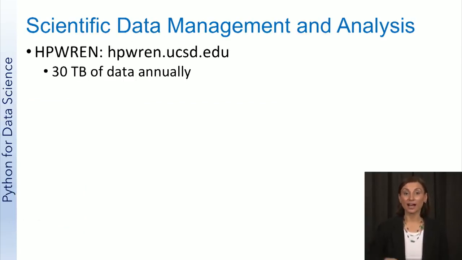HPWREN ran the High-Performance Wireless Research and Education Network that connects sensors in San Diego, Riverside, and Imperial counties, and collects 30 terabytes of data annually. We use HPWREN data collected from weather stations throughout San Diego County for wildfire monitoring and modeling. This consists of a daily amount of 0.5 gigabytes of environmental sensor data and 4 gigabytes of camera data throughout 18 stations. This may not sound like a lot, but this is just one system for 3 counties.